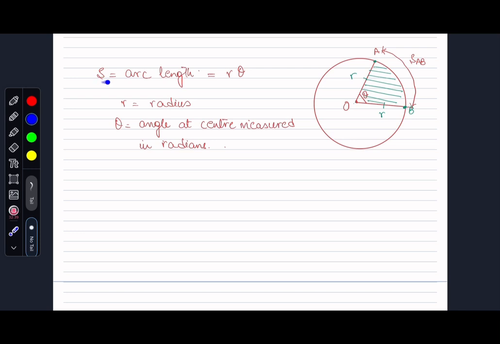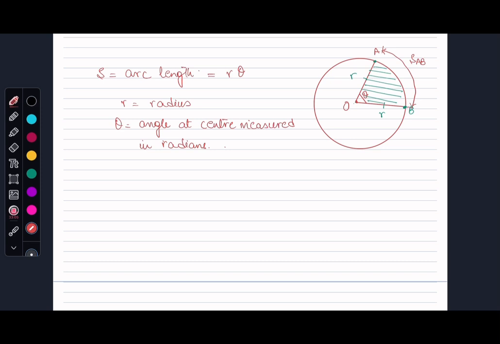And we can say that S is the arc length, and by formula it is given as R theta, where R is the radius and theta is the angle at the center measured in radians. So S equals R theta, radius times the angle at the center subtended by the two radii, and this theta has to be in the radian measure. So this is going to be the arc length formula.